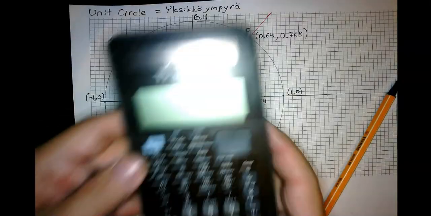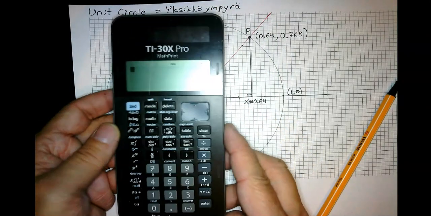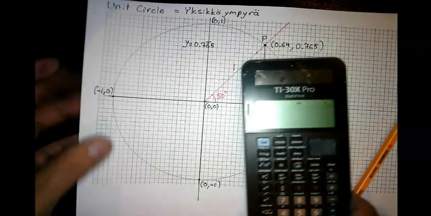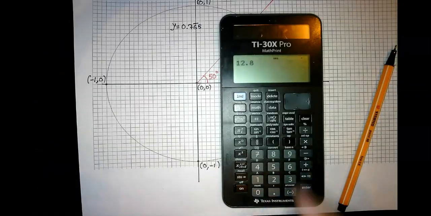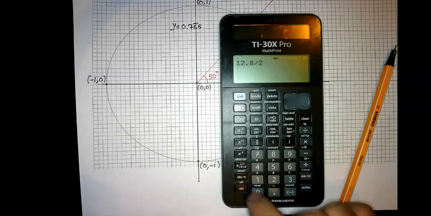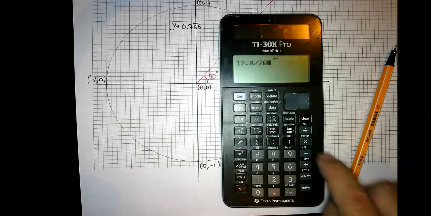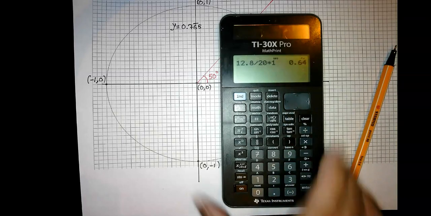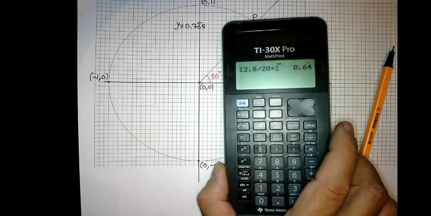And then I did not take this calculator, but now I will take that. I had 12.8, and there were totally 20 of those. And I know that the whole length of that radius is 1. Well, I may multiply this with 1, but this is not necessary because that doesn't change the result. And now I get this 0.64.